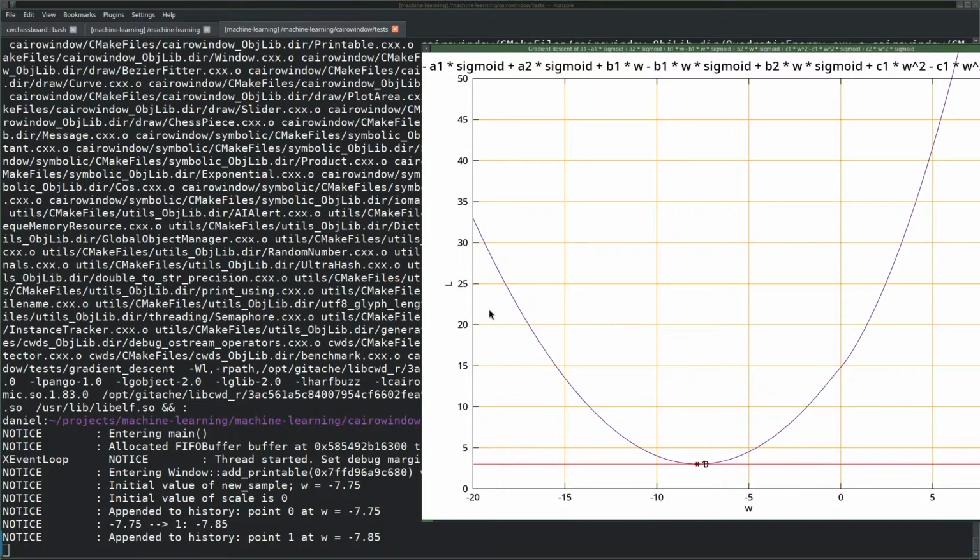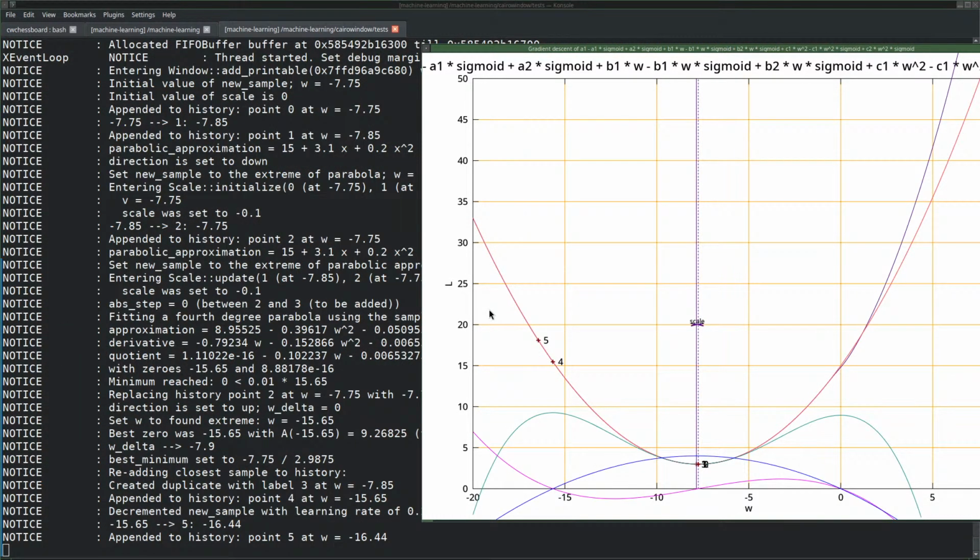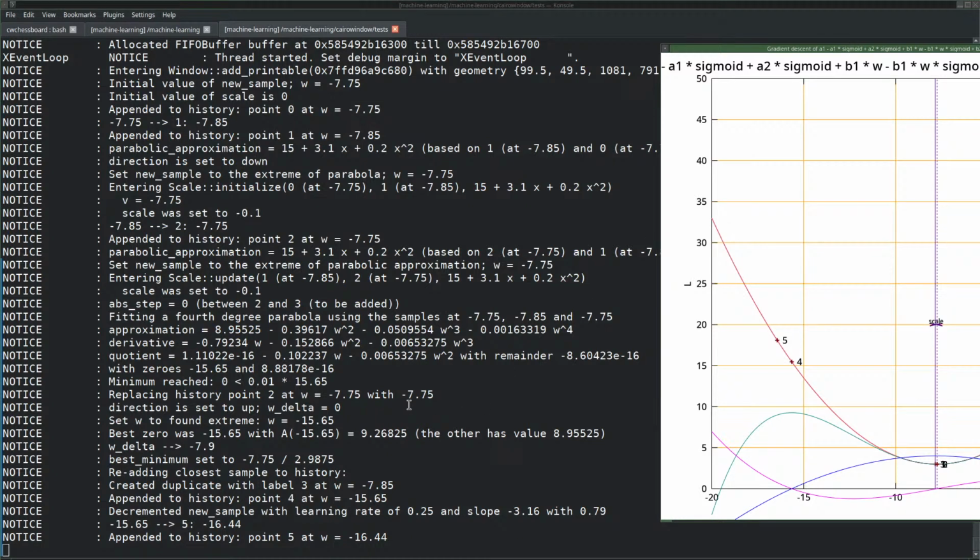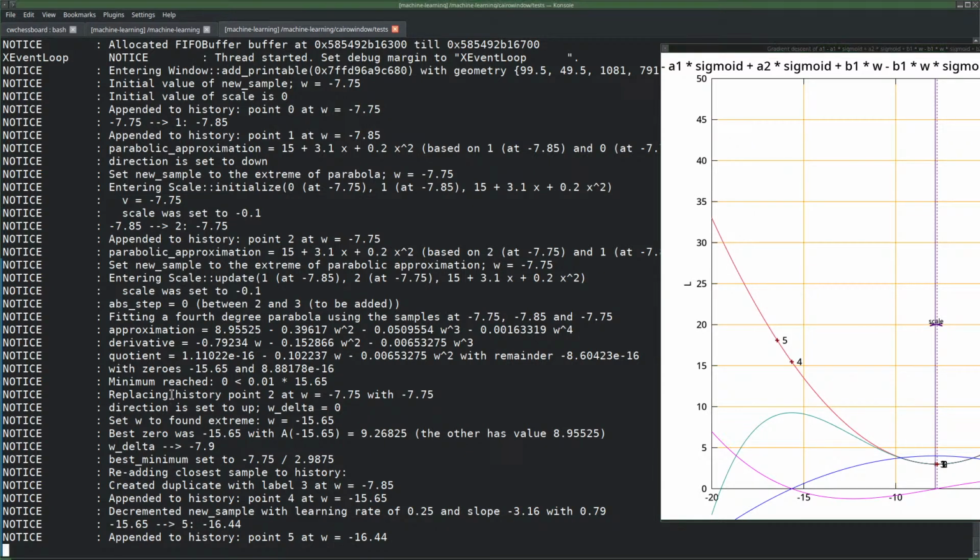Okay, and now it's going to this one. Ta-da! Okay, that's what I wanted. So, fourth degree parabola, with those zeros, and it says minimum reached. We already knew that. Replacing 3.2 with that because they're equal. Direction is set to up. We're now going to find a maximum.